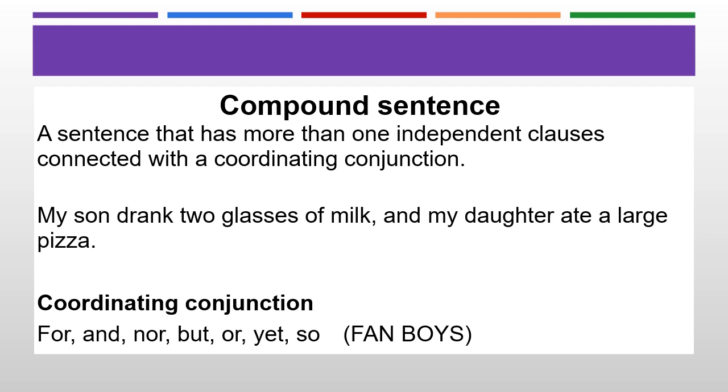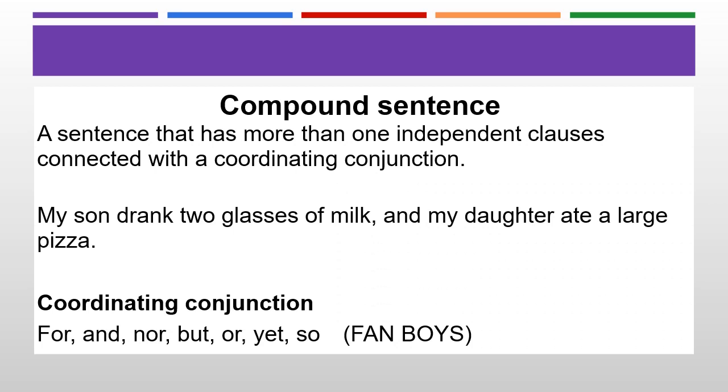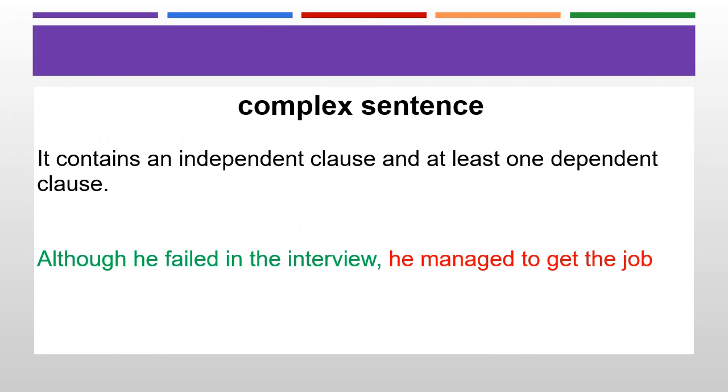One common mistake, which is called a comma splice, is joining two independent clauses with a comma without any conjunction. So to form compound sentences, you always need to join two independent clauses with a coordinating conjunction. Another structure is a complex sentence. It contains an independent clause and at least one dependent clause.